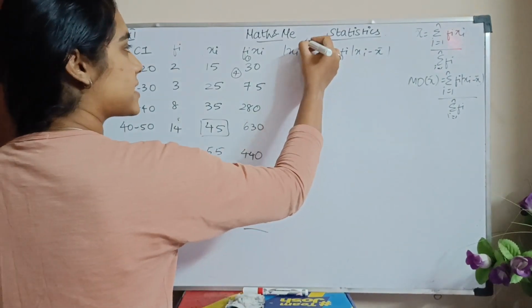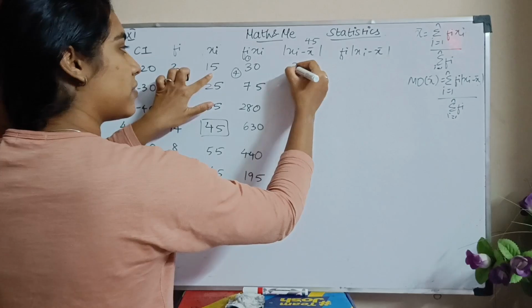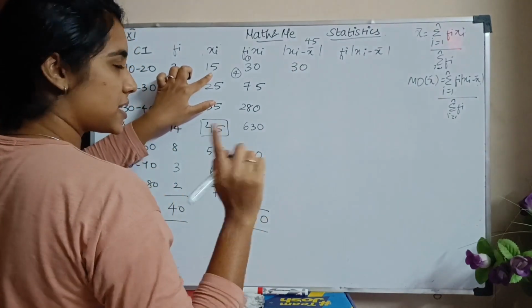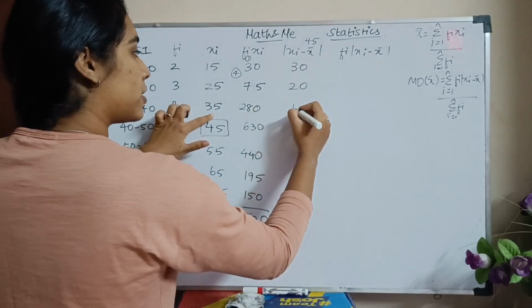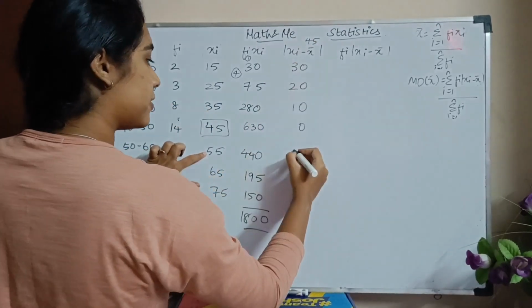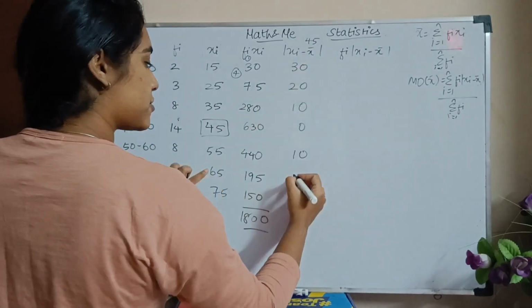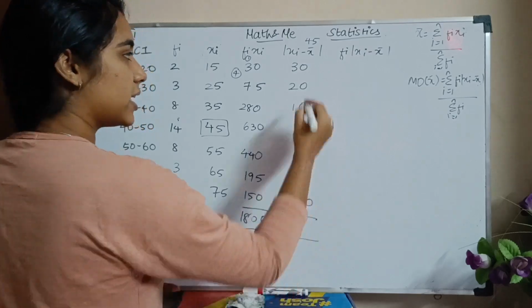So if x bar is 45, I need to do xi minus 45. What is my xi? 15. 15 minus 45 is minus 30. The absolute value is plus 30. 25 minus 45, 20. 35 minus 45, 10. 45 minus 45 is 0. 55, 45, 10. 65 minus 45, 20. 75 minus 45, 30.